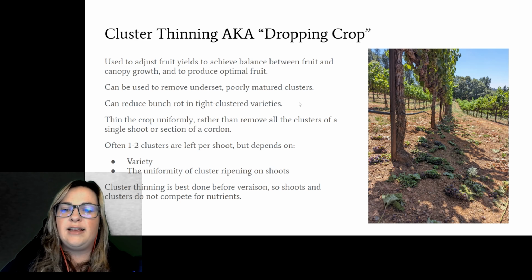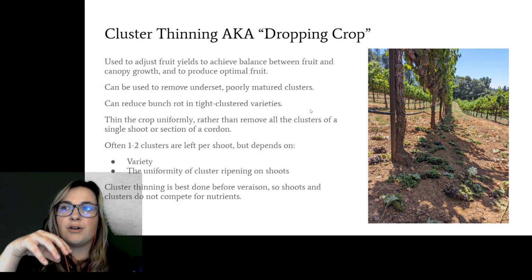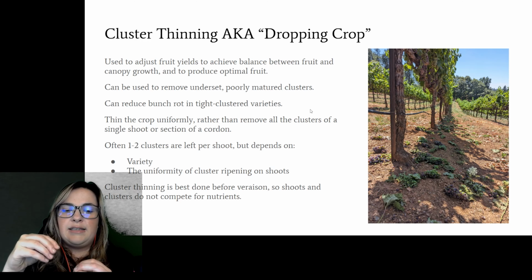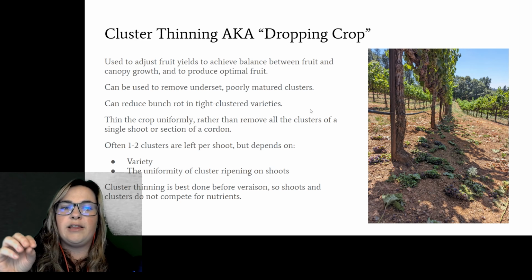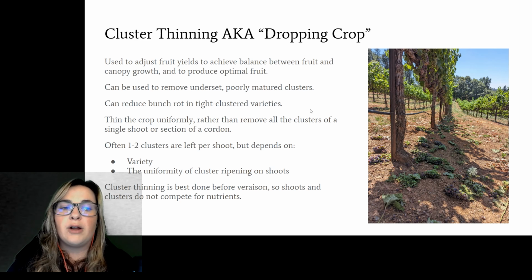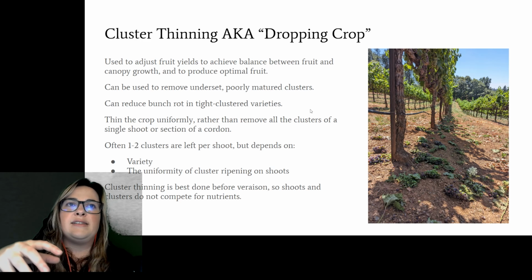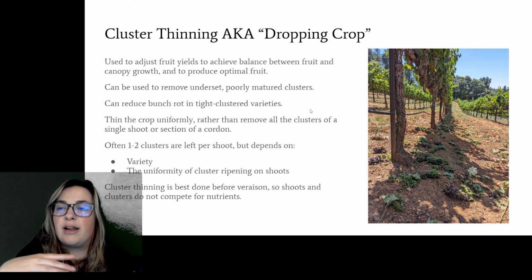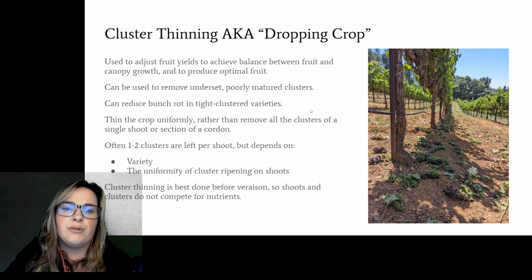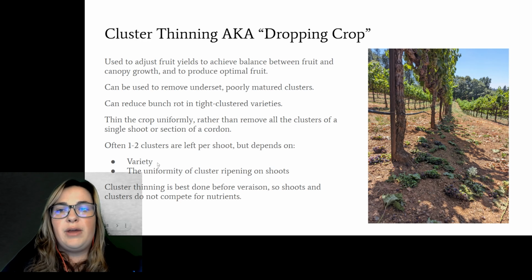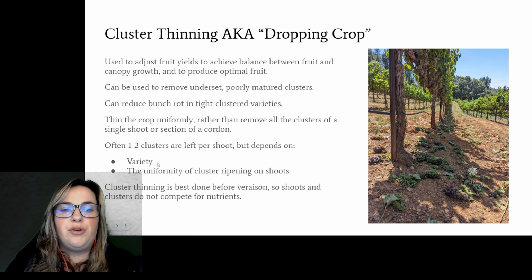So some varieties have what they call the architecture of the cluster. Very tight, highly compacted grape berries will have a much more likelihood of developing noble rot or bunch rot than ones that are really loose and kind of aired out, that a lot of airflow can get through. So this can be a way to help get more airflow in that area in general.